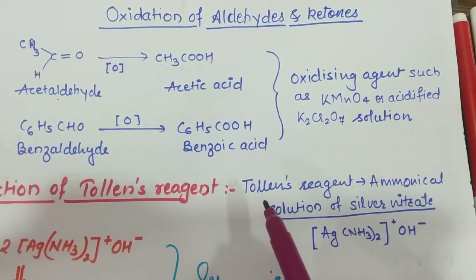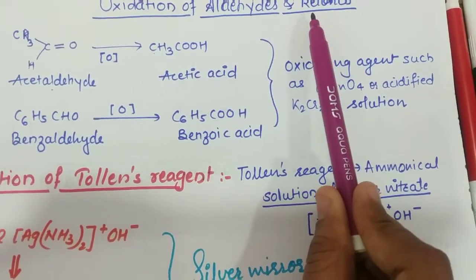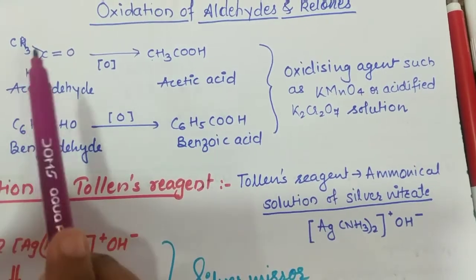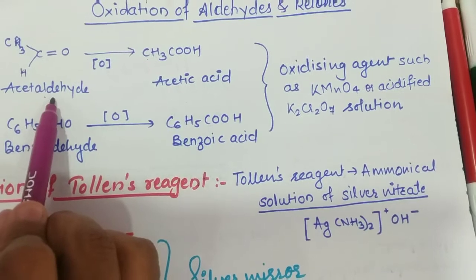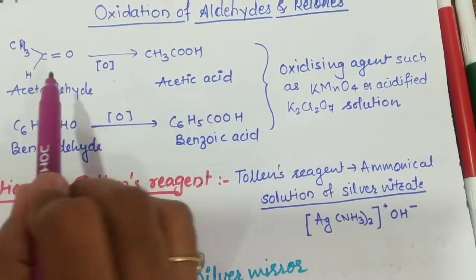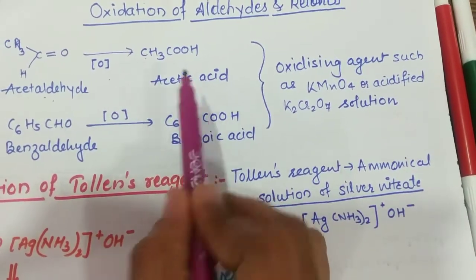Hello everyone, in today's class we are going to study the oxidation of aldehydes and ketones. Here I have the formula of acetaldehyde, and we know that acetaldehyde on oxidation gives acetic acid. It means aldehydes can easily be converted into carboxylic acids.